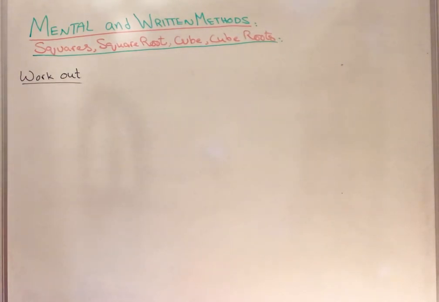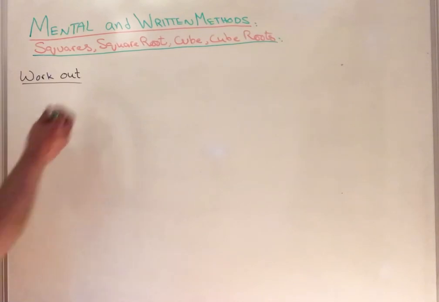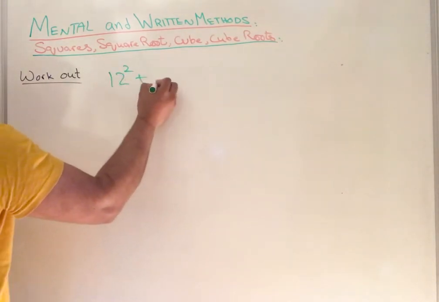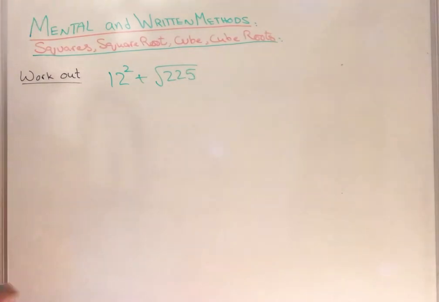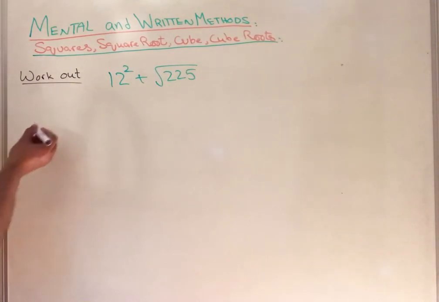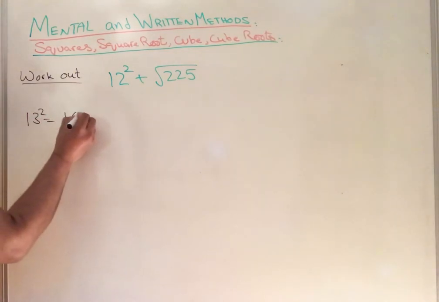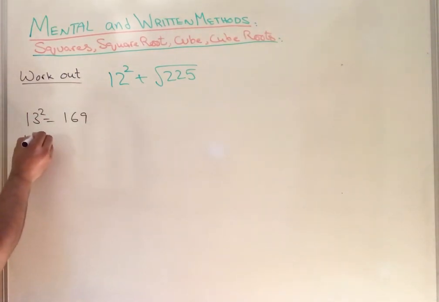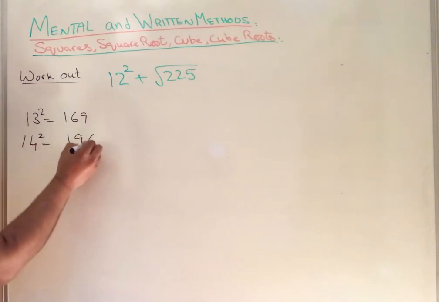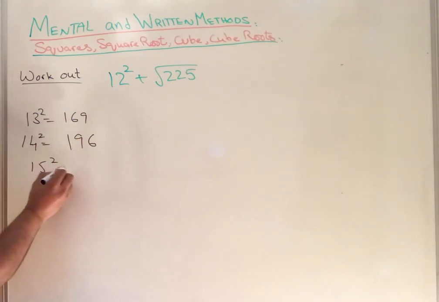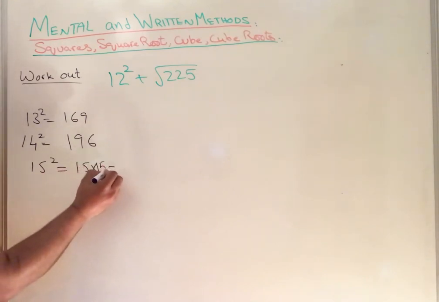So now they give us a different question: 12 squared plus the square root of 225. How can we work out the square root of 225? As we know, 13 squared is 169, 14 squared is 196, and 15 squared, which is 15 times 15, is 225.